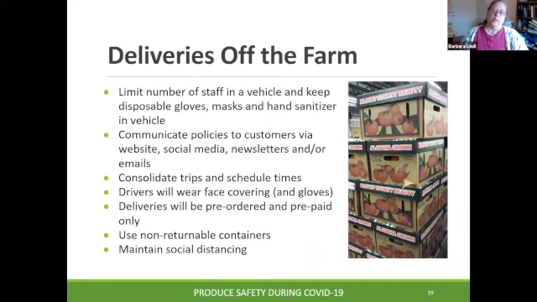For any deliveries off the farm, some additional recommendations beyond what we said: limit the number of staff in the vehicle and keep disposable gloves, masks, and hand sanitizer in the vehicle, and make sure that gets upgraded or replaced. Communicate policies we've talked about. Consolidate trips and schedule times. So if you know you're going to have to make a couple of different trips, consolidate them so you're out on those trips less.